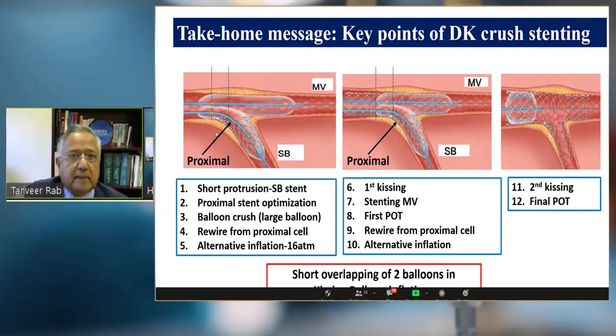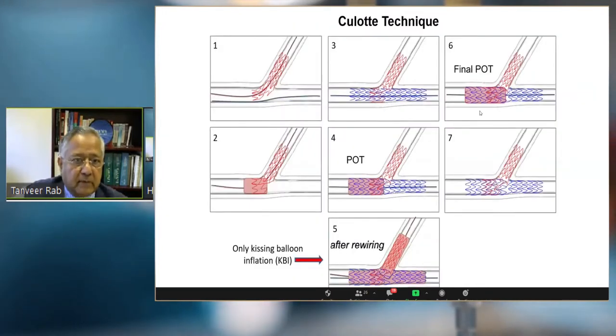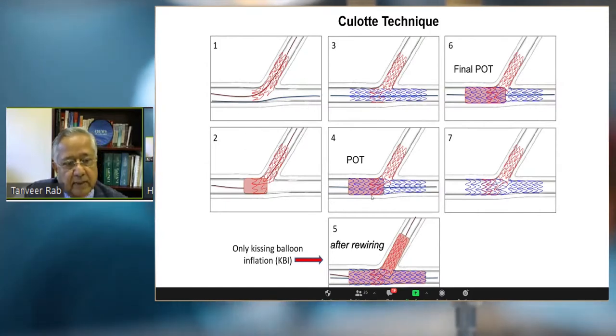Let's talk about DK culotte. So the traditional culotte was a stent coming from a side branch into the main vessel. And then basically you put another stent after you recross. After you put the stent, you dilate the stent struts sticking out into the main vessel or the left main. And then you put a stent across these cells. And then you just do a POT on the stent in the left main. And then you do a rewiring of the side branch and do the only kissing balloon inflation. And you do a final POT, and this is a result of the usual culotte technique.